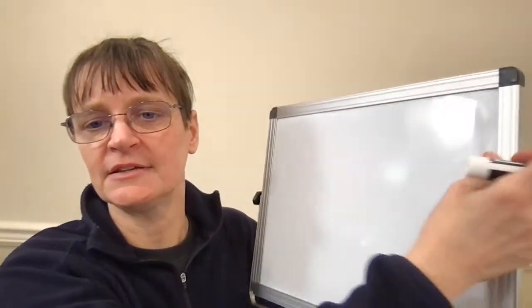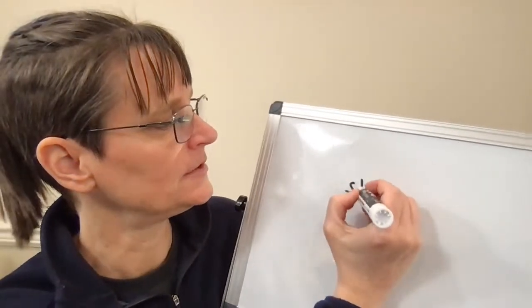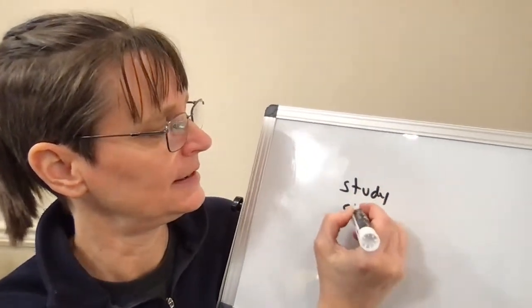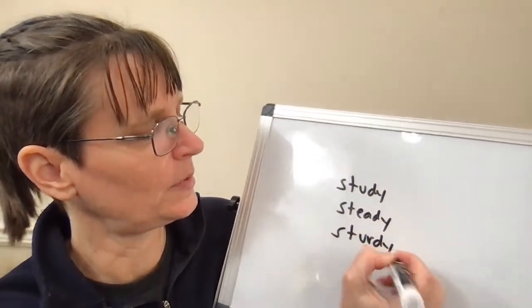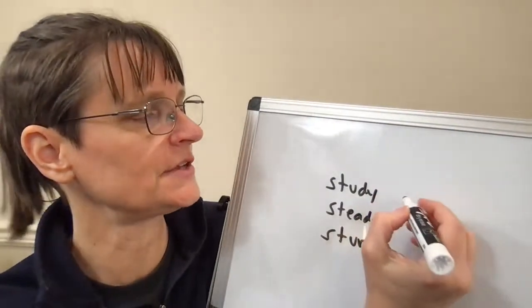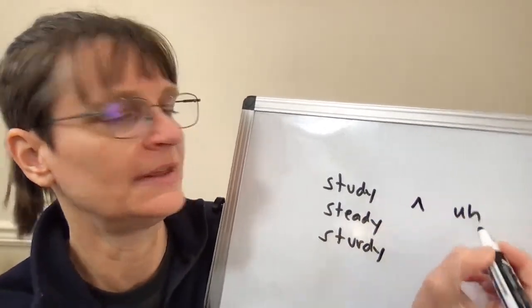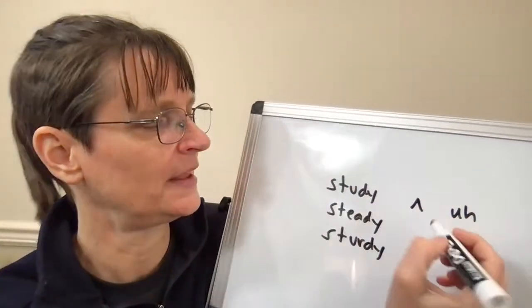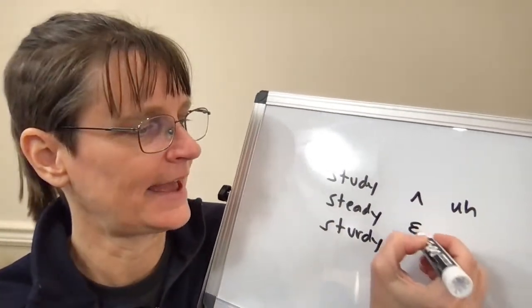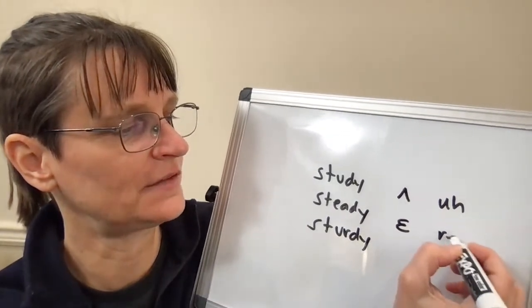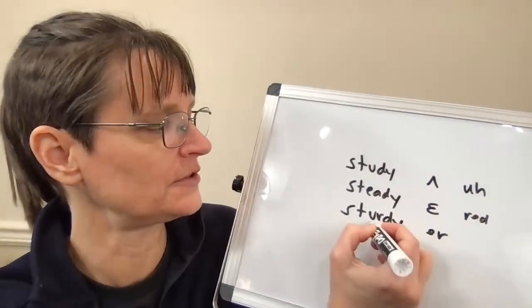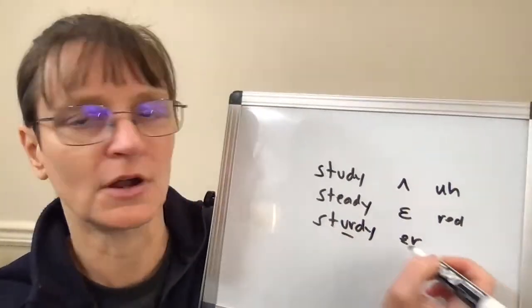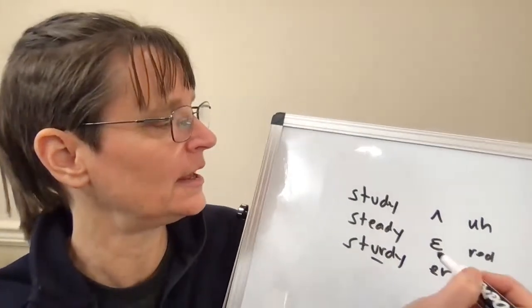Okay, we have a request for study, steady, and sturdy. So study, steady, sturdy. What we have here is just, of course, a difference for the vowels. Study has the schwa, central, study. Steady has the eh, which is our red tent vowel. And then sturdy, the UR says the ER sound. That's our vowel like in person and bird.